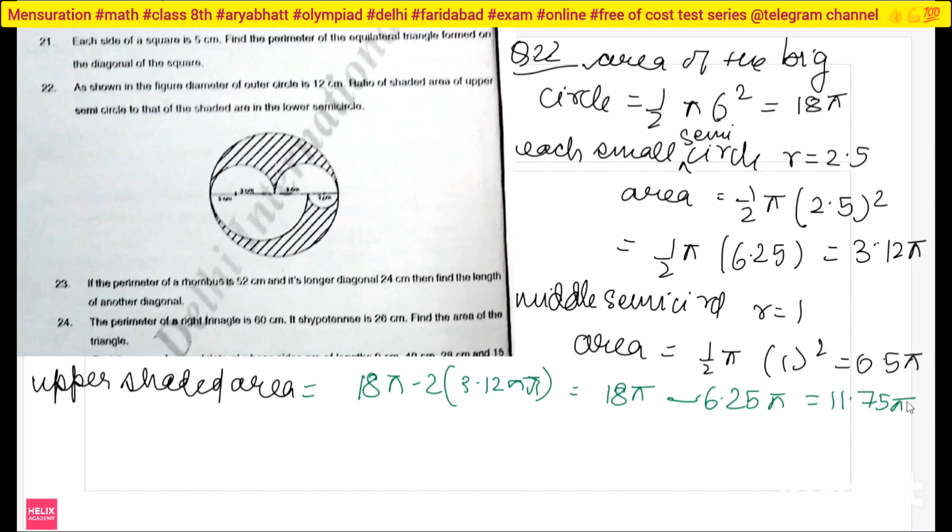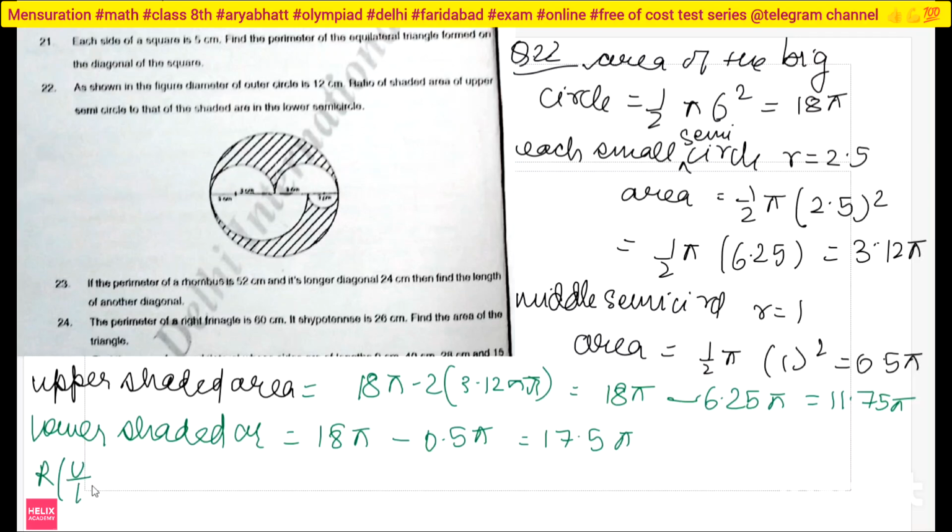Next, we will find the other one, the lower shaded area, this one, which you will find like this. Okay, so what will this be? Big semicircle minus your middle small semicircle area. So it becomes 18 pi minus 0.5 pi is equal to 17.5 pi. So the ratio of upper to lower is equal to 11.75 pi divided by 17.5 pi. Pi will cancel. It becomes 47.70.